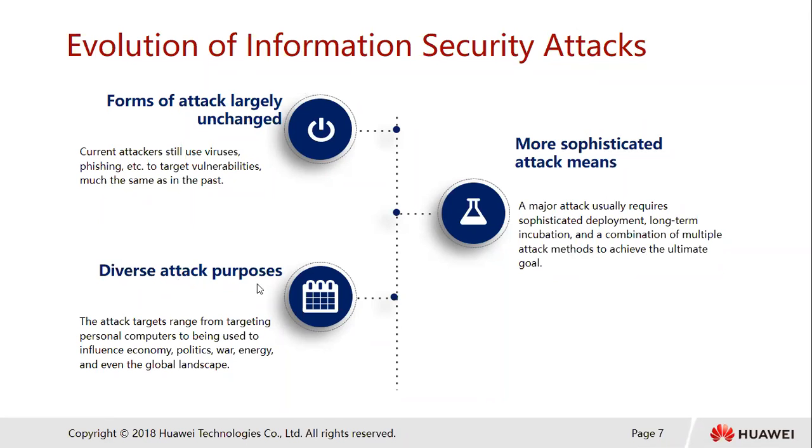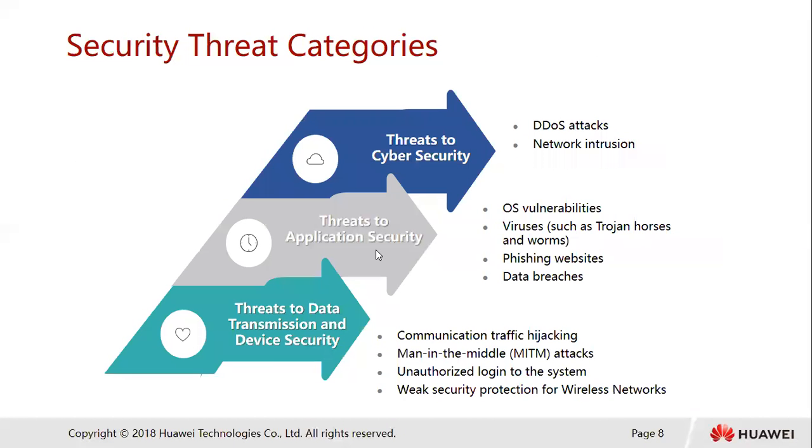Diverse attack purposes. The attack targets range from targeting personal computers to being used to influence the economy. So hacking is able to influence the economy. Hacking is able to influence the politics. We know this. Hacking is able to influence war, energy. That's how it is. So forms of attack are largely unchanged. Current attackers still use viruses, phishing, and other methods.